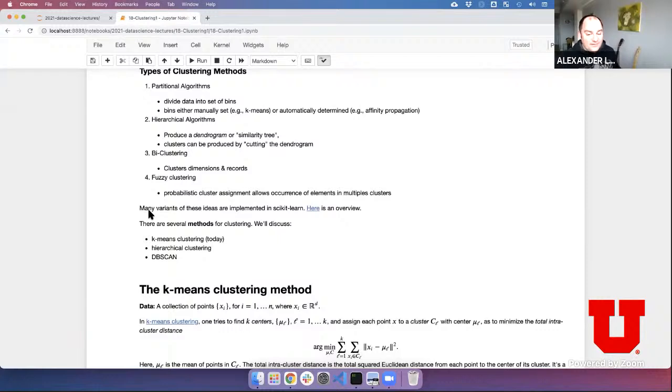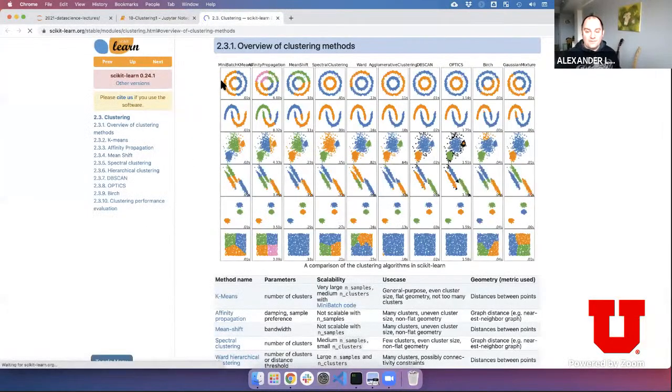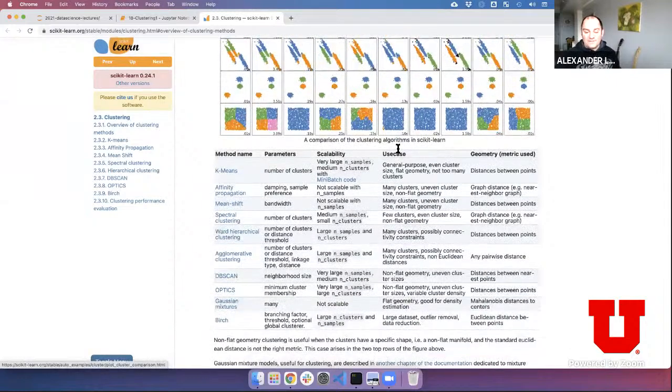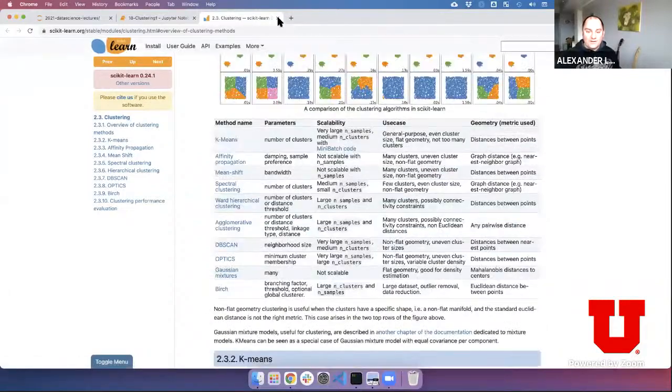And we have many variants of these ideas also implemented in scikit-learn. Here at this link, you can find an overview of all of these clustering methods. So you have k-means, affinity propagation, mean shift, and so on. And so we'll look at some of these over the next 2 lectures.